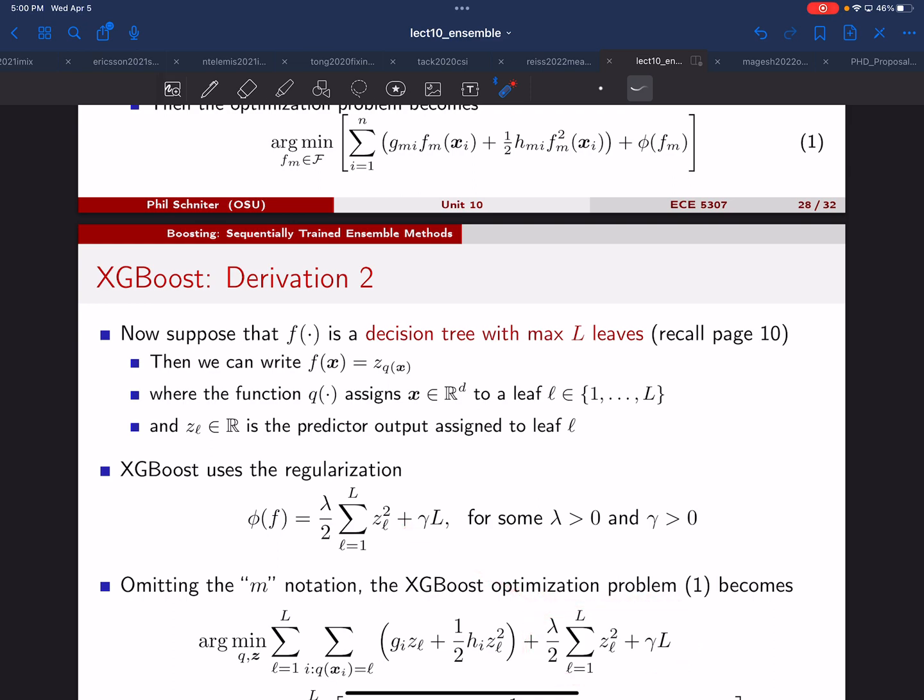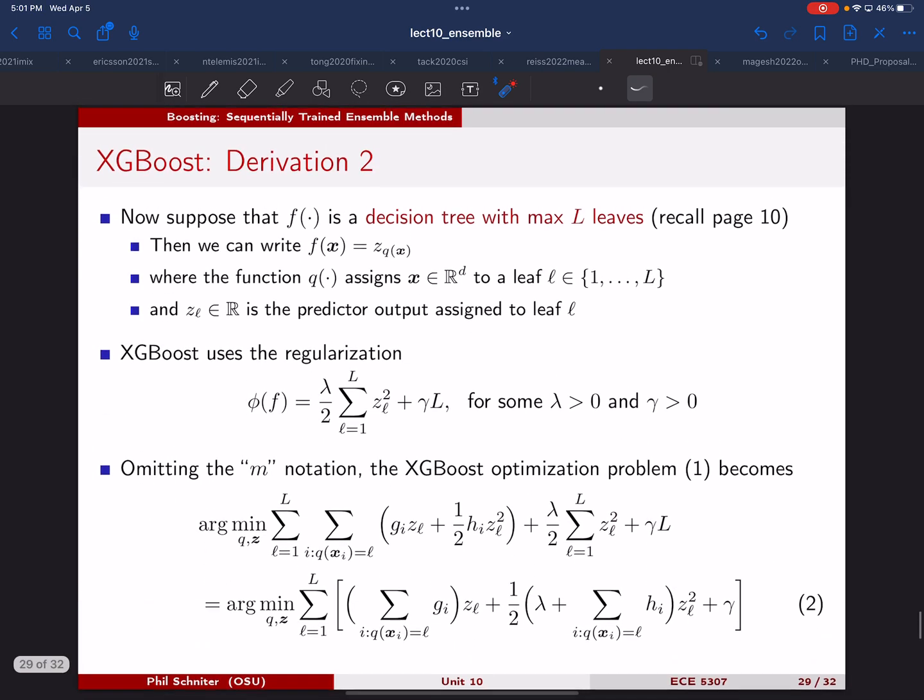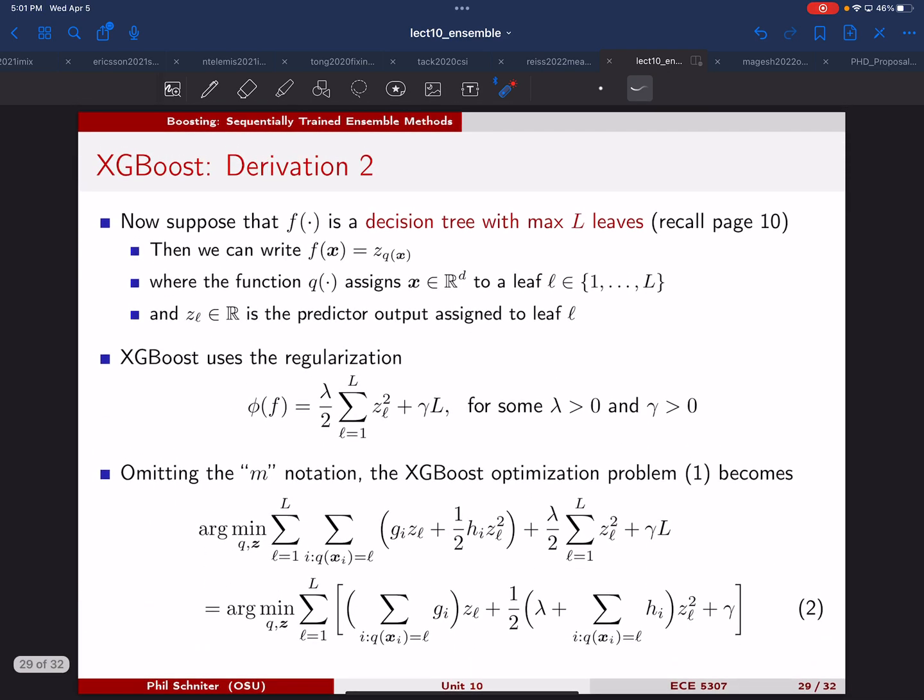Okay. So now the things we have to design are the Q, which is how we split the tree, how we make that whole tree structure. And then second, how do we come up with the labels ZL? Okay. So let's tackle the ZLs first. All we need to do is essentially just rewrite this in a cleaner way that's going to look at the ZL term, all the ZL squared terms, and the constant terms.